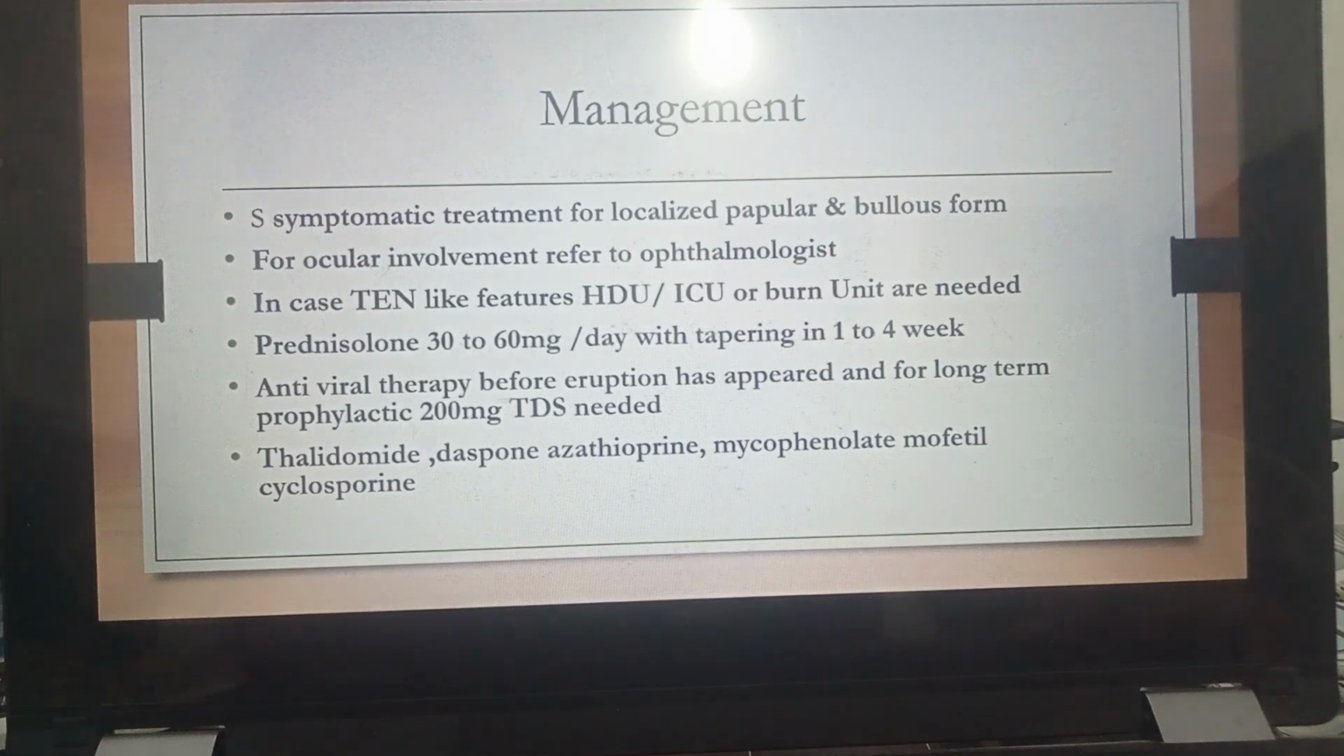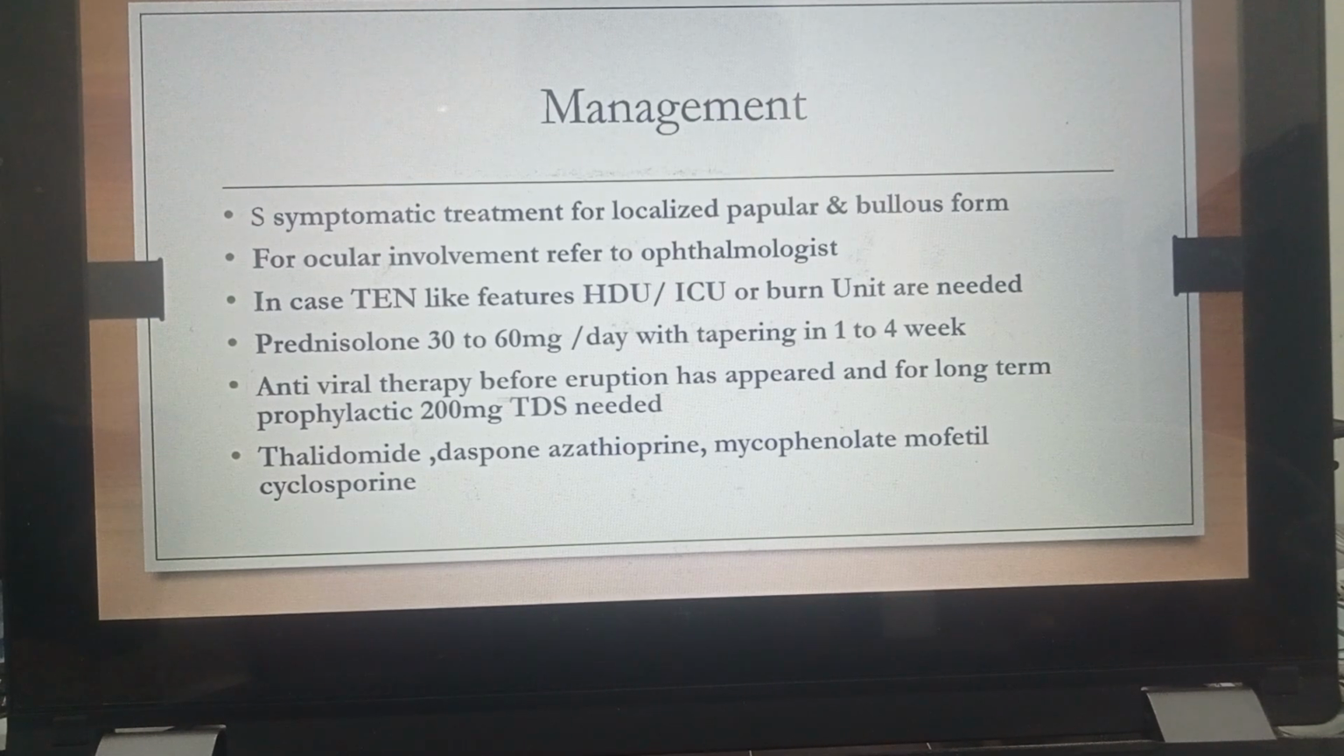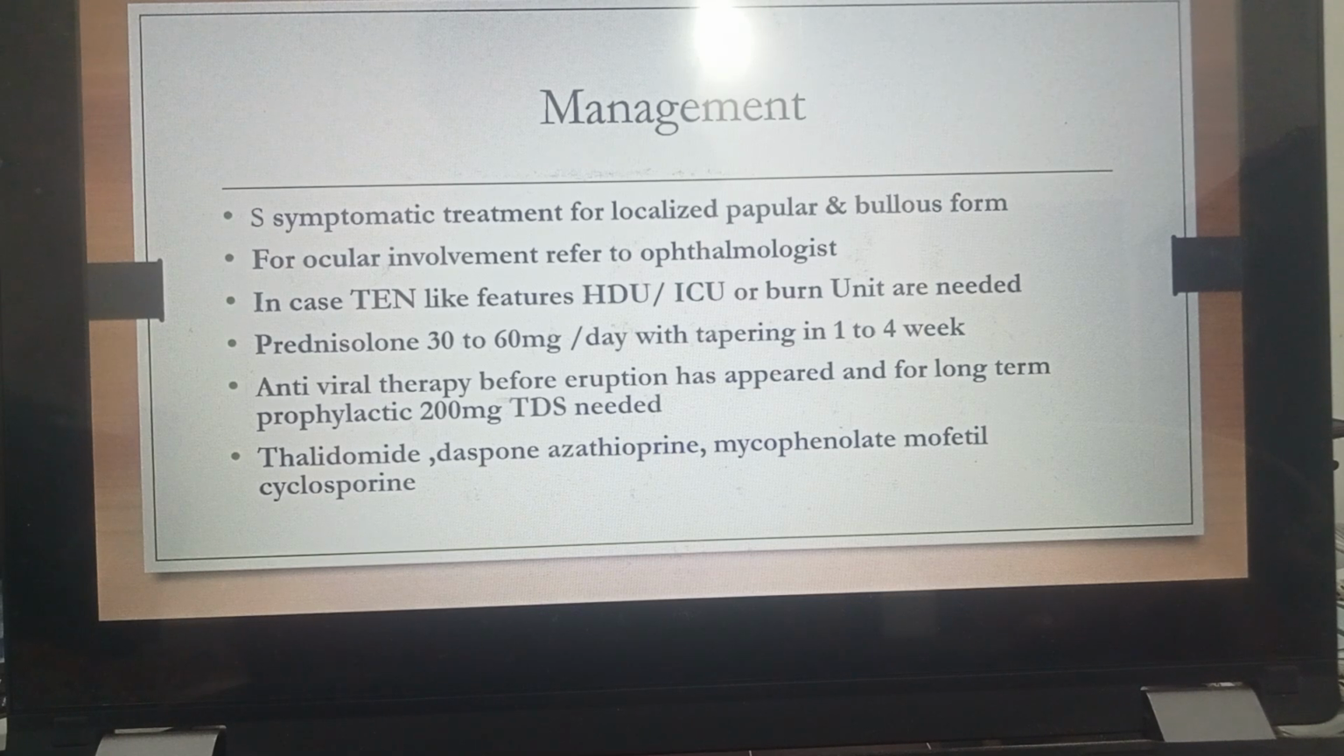So now let's come to the management of erythema multiforme. Symptomatic treatment for localized papular or bullous form. For ocular involvement, refer to an ophthalmologist. In case of toxic epidermal necrolysis-like features, a high dependency unit, ICU, or burn unit is needed. Prednisolone 30 to 60 mg per day with tapering over 1 to 4 weeks is required. Antiviral therapy is given before eruption has appeared, and for long-term prophylaxis, 200 mg TDS is needed.